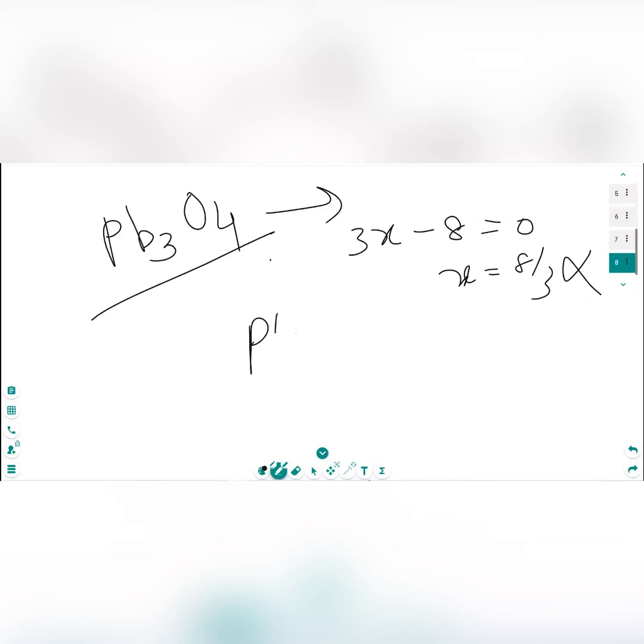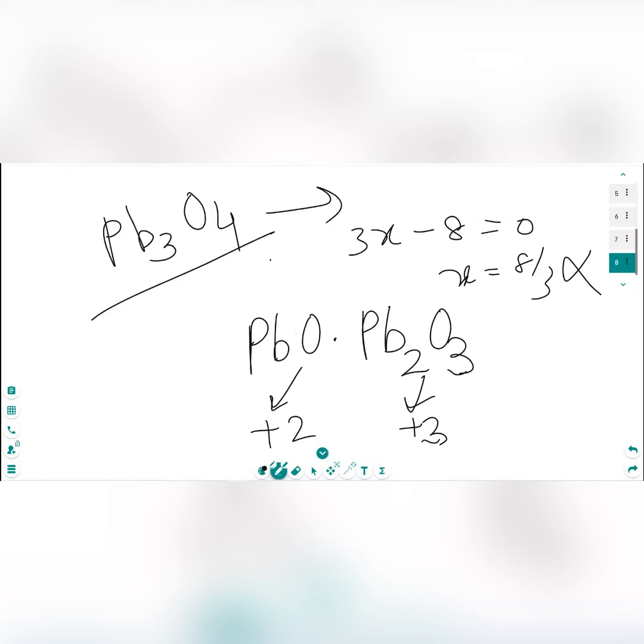So what will I do? I will make it like this: PbO dot Pb2O3. Correct? So obviously, the same way as in the iron, it was +2, here also it is +2. And here it is +3. Correct? Generally, the iron one comes more in exams. But if you get this one also, you should be able to do it. Correct, Swapnil?